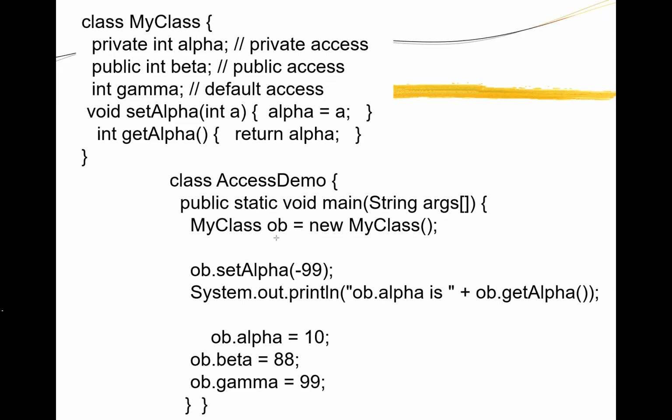MyClass object. Will this work? Question number one. If it works, then only we have to think about the rest. Then if it is working, the second one: can you do ob.setAlpha(-99)? Can you change the variable alpha value using the setAlpha method? Can you access it?